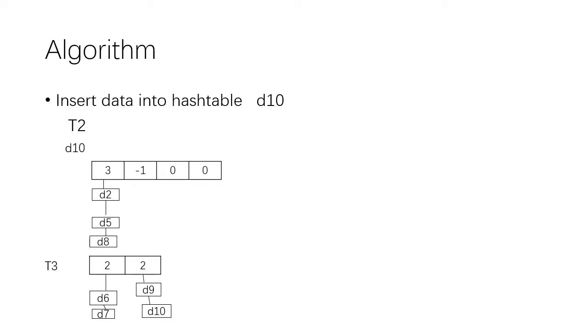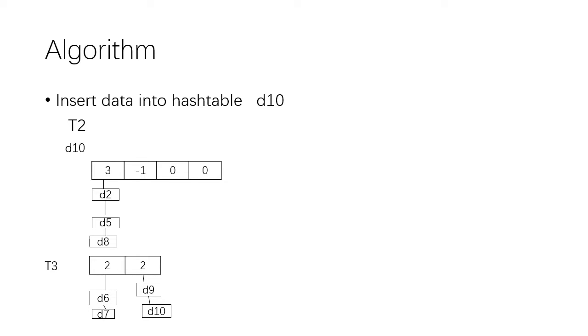Remember in T2, we have 4 items in index 1. Now we cannot have it because it's not acceptable. So we change the value of index 1 into -1 as our flag. We insert D6, D7, D9, and D10 in index 0 and index 1 of T3. Remember the ratio factor is 0.5, so we have a size of 2 here.